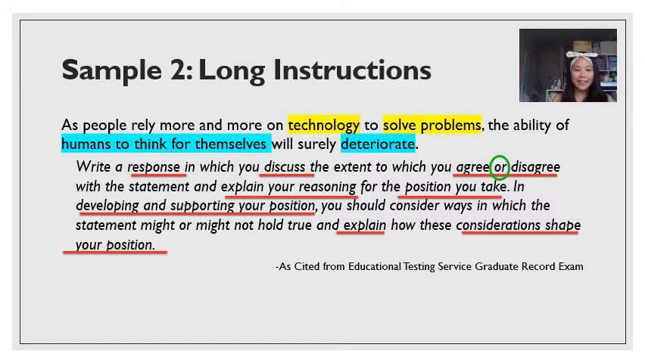All right, I'm going to keep going. In developing and supporting your position, you should consider ways in which the statement might or might not hold true and explain how these considerations shape your position. So again, I continue to underline keywords. The prompt wants you to go into more detail. They want you to develop and support, provide evidence for the position you take, whether it's true or not holding true, again, with that agree, disagree matchup in the previous sentence. And then they want us to explain and think about how these considerations shape your position.